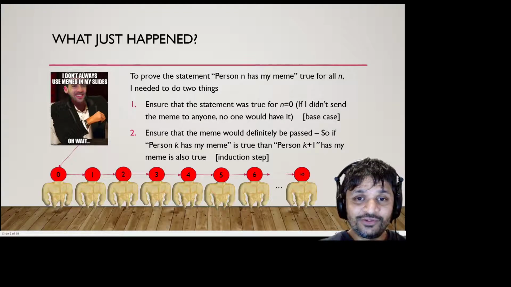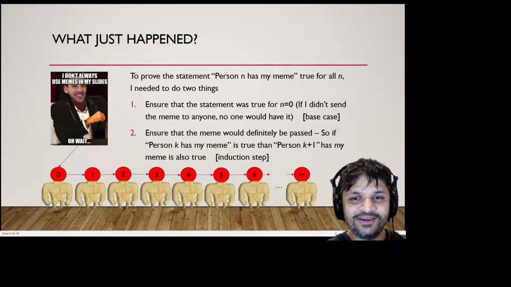The next thing I need to do is ensure that my meme would definitely be passed. So what I'd want to say is that if person k has my meme, then person k plus 1 automatically has it, right? Again, in math, I could say if the statement "person k has my meme" is true, then "person k plus 1 has my meme" is also true. This is called the induction step in mathematics. Now, the reason that this makes the statement true for all values is that the post sort of goes viral, right? If person 0 has it, person 1 has it, and person 2 has it, and it just keeps going on and on until person infinity has it. So fundamentally it becomes true for all people in this infinite list.